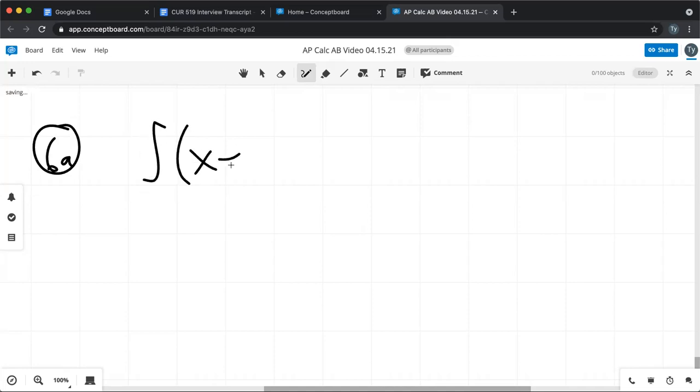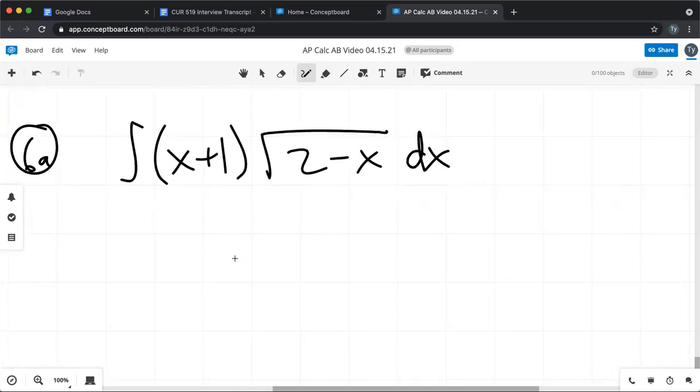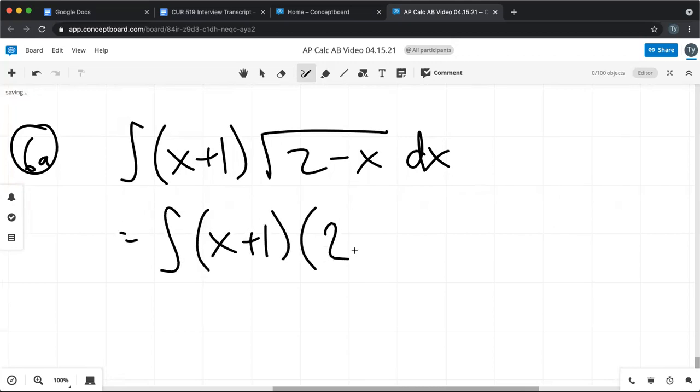We got the integral of x plus 1 times the square root of 2 minus x dx. You all know me, you know what I'm going to say. I don't like square root signs. Let's rewrite this as the integral of x plus 1 times all that stuff under the root to the 1/2 power dx.